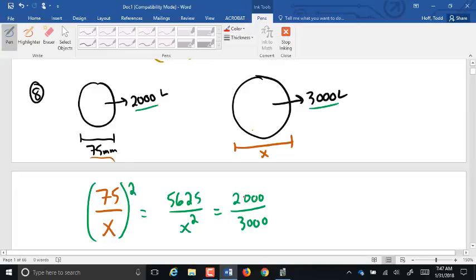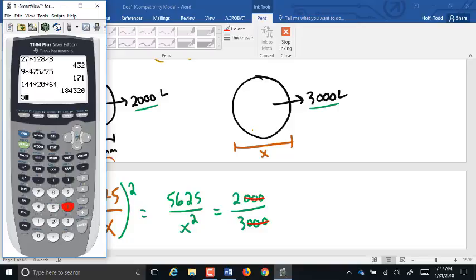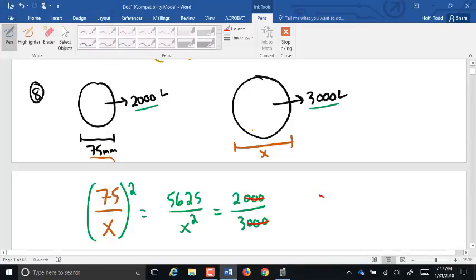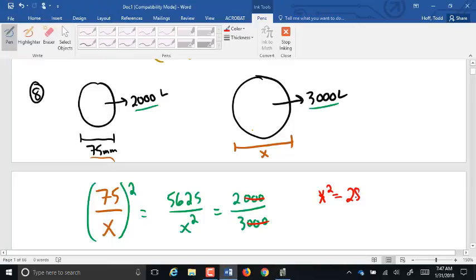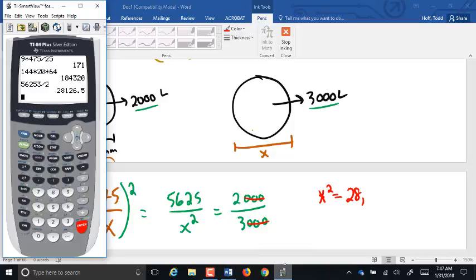Now, I am going to take a shortcut, divide those out to thousands. It's just a ratio of 2 to 3. So what I have there is that 5625 times 3 divided by 2. That's 28,126. Thank you. 5625 times 3. I didn't hit the times. That's what happened. Divided by 2. 8437.5.